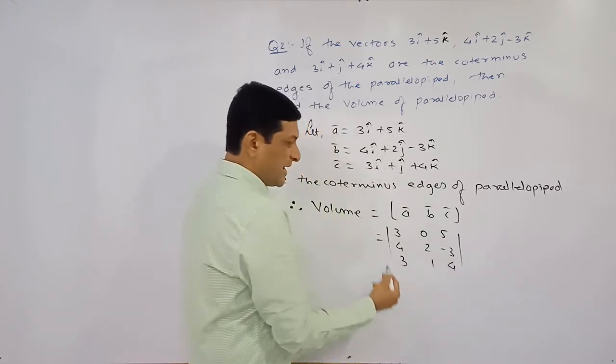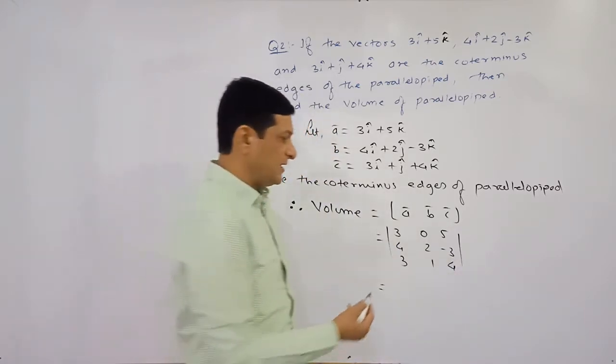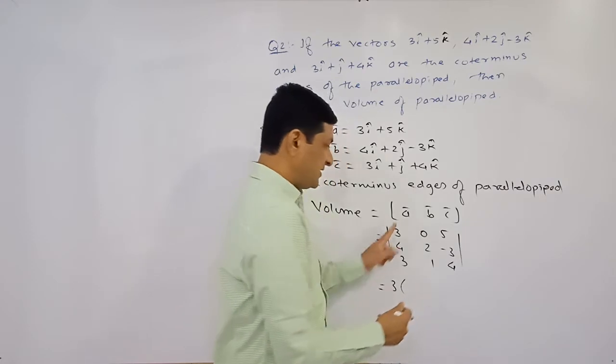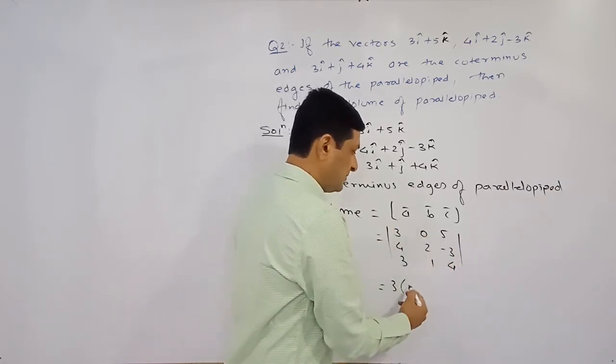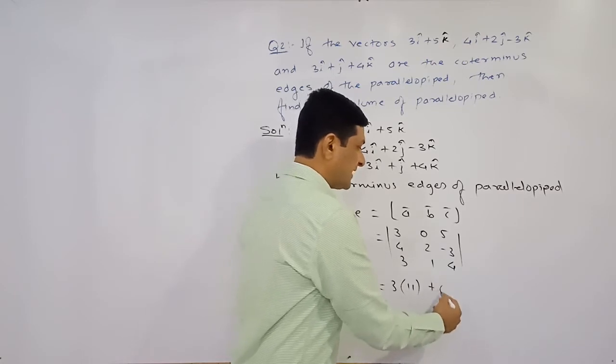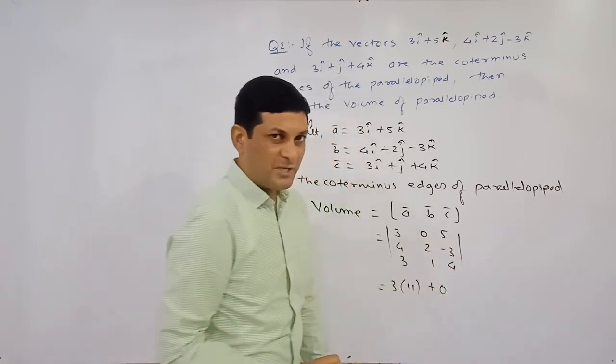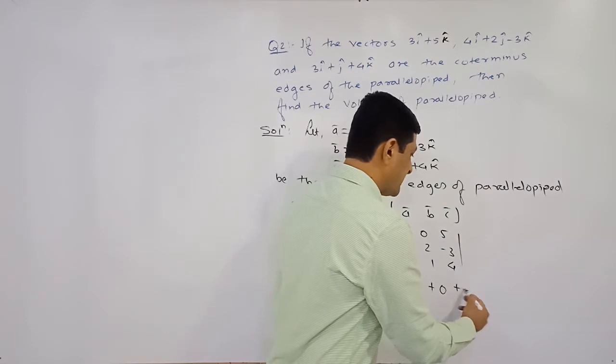Now the remaining part is just to simplify this determinant. Keep this 3 as it is. Delete this first column. 8 minus minus means plus 3, 8 plus 3 will be equal to 11. Plus the second term 0, 0 into any number will be equal to 0. Lastly, take plus 5.